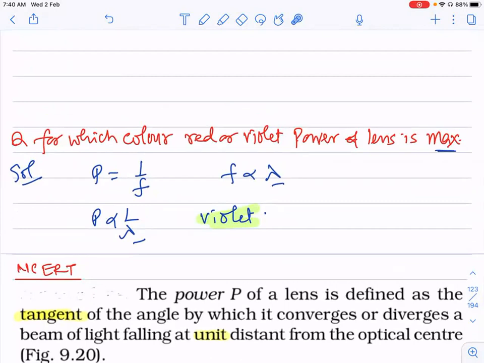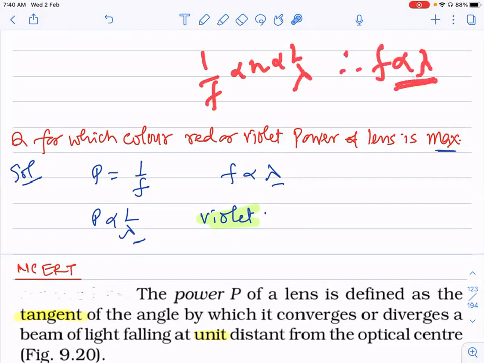For which color, red or violet, power of the lens is maximum? So maximum focal length के लिए I mean maximum power के लिए focal length minimum किसकी होगी? Violet color. Focal length is directly proportional to wavelength. We have done this question previous class. 1/f is directly proportional to n, which is inversely proportional to lambda. Therefore, focal length is directly proportional to wavelength, red की focal length more आई थी. हमने किया था क्वेश्चन. Violet की least होगी invisible range. तो focal length least for violet, power will be most for violet.